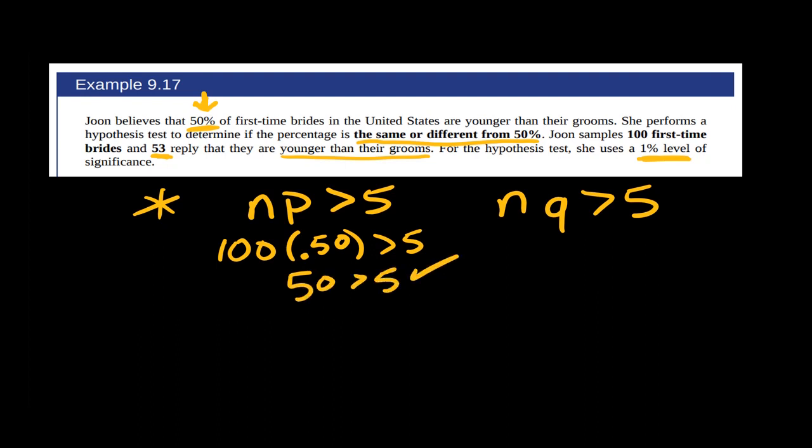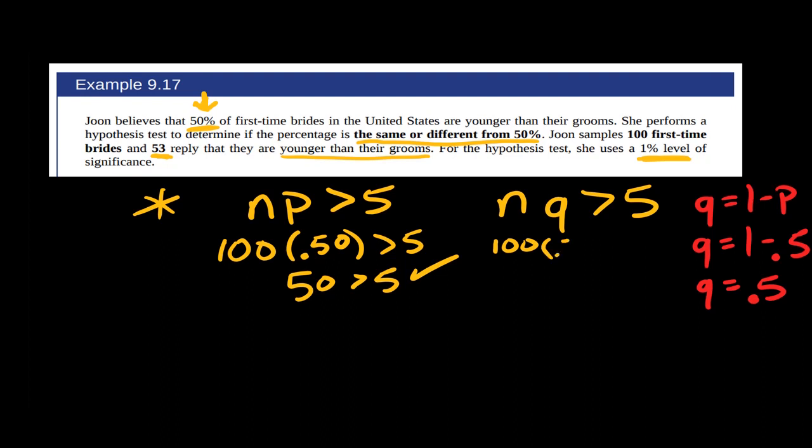What's q? In general, q is 1 minus p. In this case p was 0.5, so 1 minus 0.5 is also 0.5. So n is 100, the number of people we've sampled, and q is 0.5. n times q is 50, which is greater than 5, which is true. So once you've tested that assumption, you can move forward.